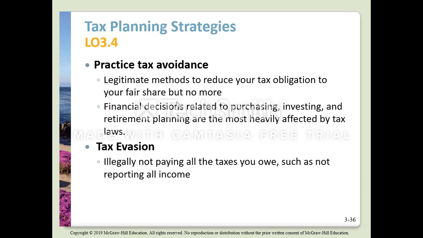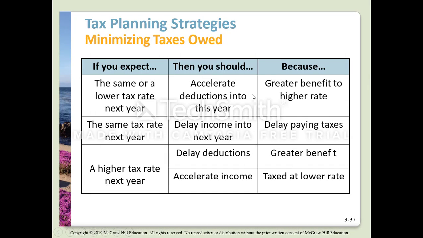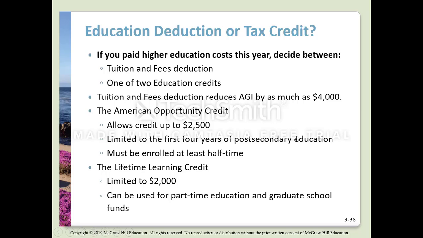And then the preceding slide showed your audit rights. Now, there's a big difference between tax avoidance and tax evasion. Tax avoidance is a legal tax planning strategy, and tax evasion is an illegal tax planning strategy. And we'll drill down on this in your quiz this week. Tax planning strategies minimize taxes owed, and here are some examples of that. You must decide between an education deduction or an education tax credit. You can't do both.